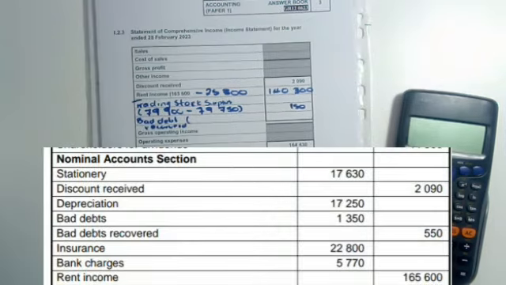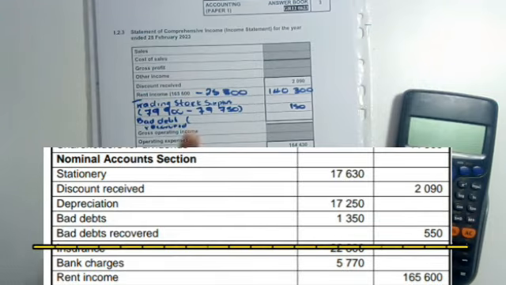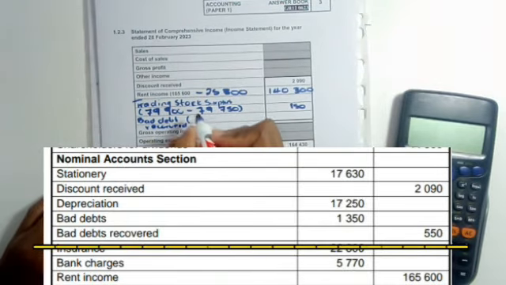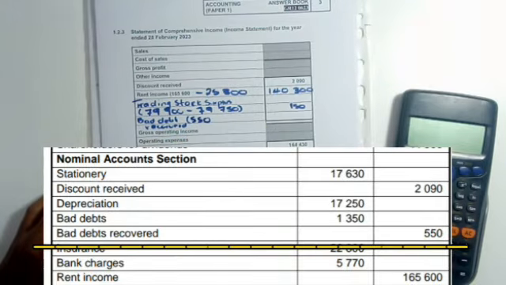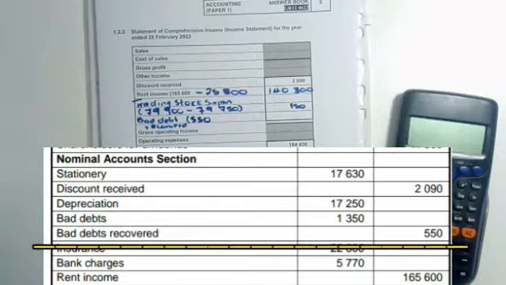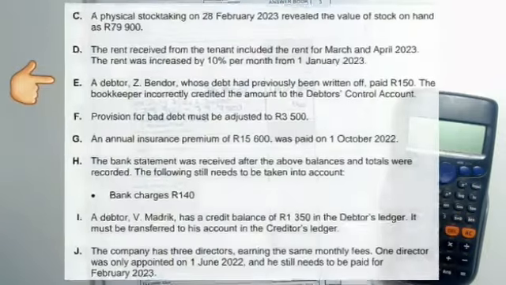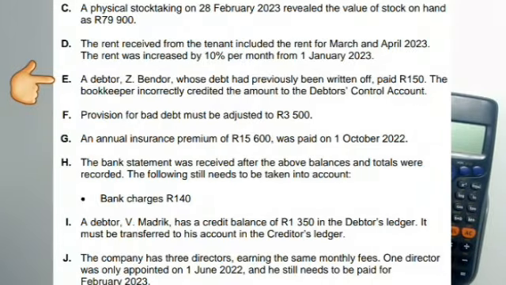The last line item for our other income is our bad debts recovered. You will see in information A we have been given bad debts recovered at 550, but we also have information E that gives us more information on a bad debt recovered. It says a debtor, Z Bender, whose debt had been previously written off, paid 150. The bookkeeper incorrectly credited the amount to the debtors control account.